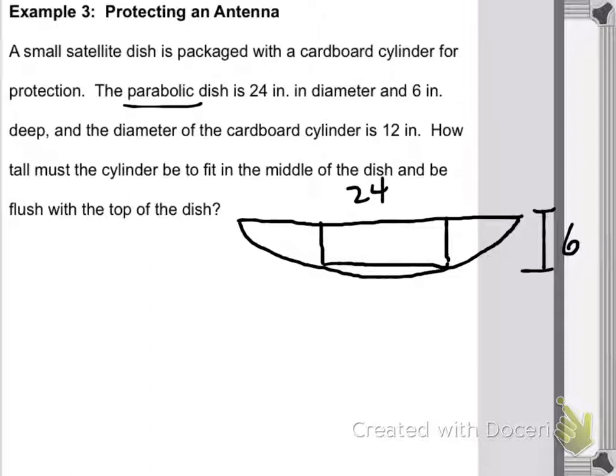So they want to know how tall is this cylinder. How tall is that cylinder so that it fits in the middle of the dish, and it's flush with the top of the dish. What that means is that the top of this cylinder goes right up against there.